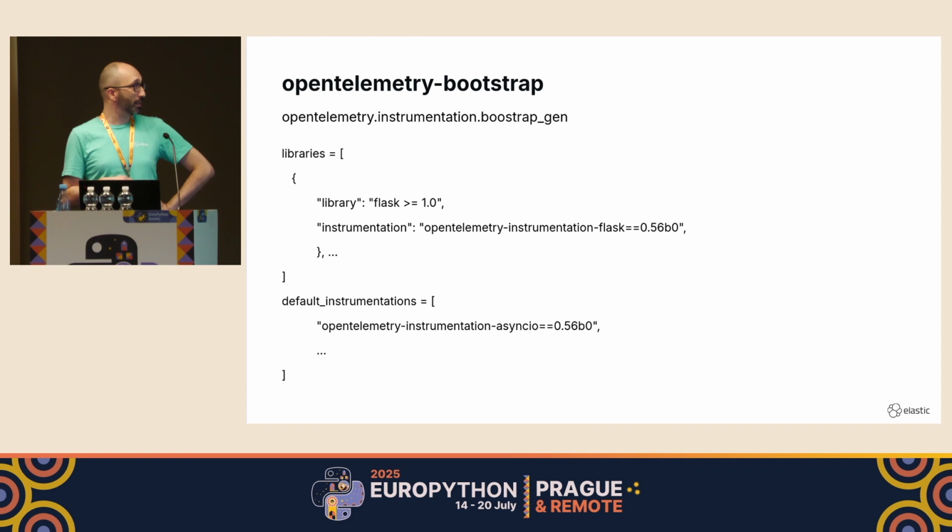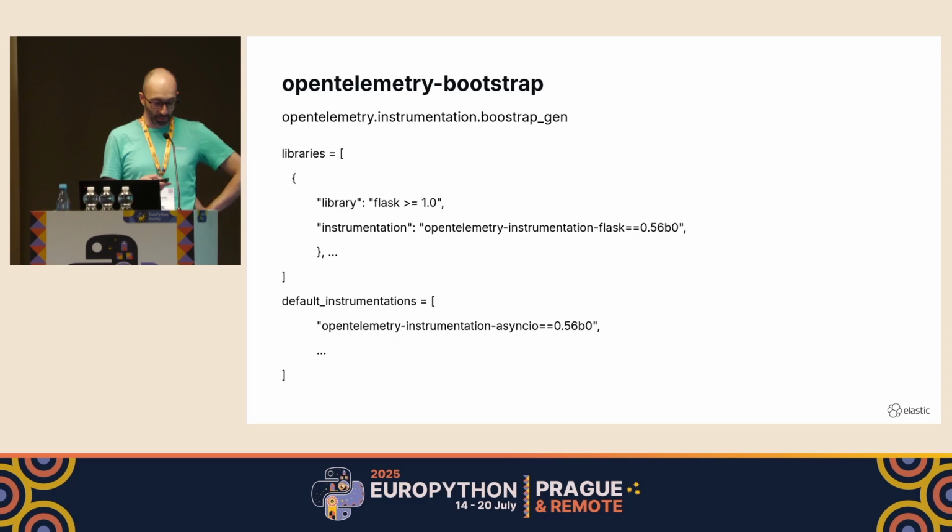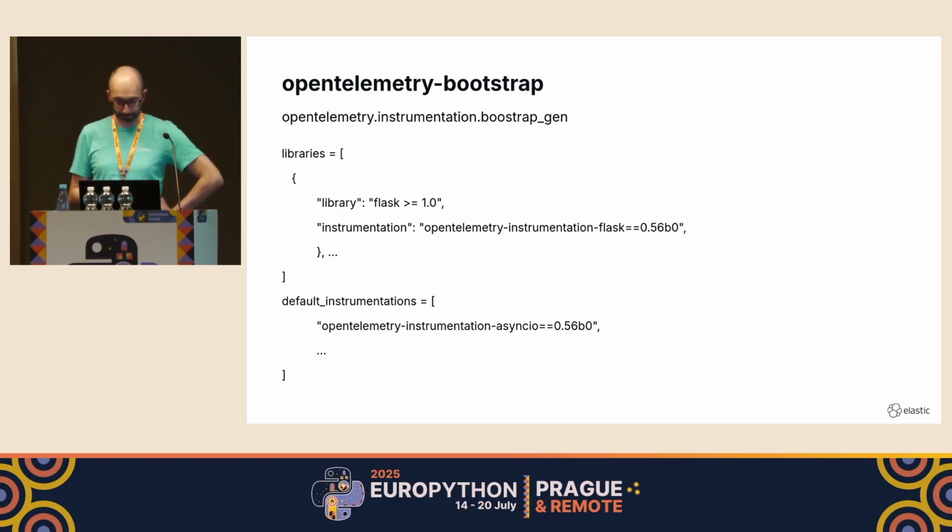On top of this, we also have some default instrumentations that are always installed or listed. This is because they don't depend on any third-party libraries. For example, we have here the OpenTelemetry instrumentation asyncio package, an instrumentation that only depends on the standard library, so it will always be available.